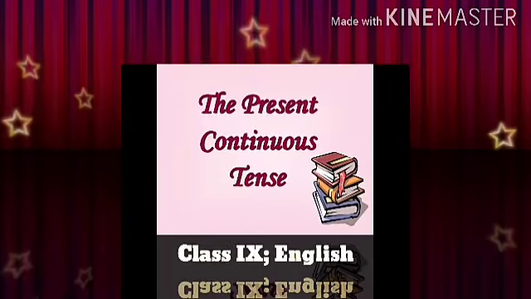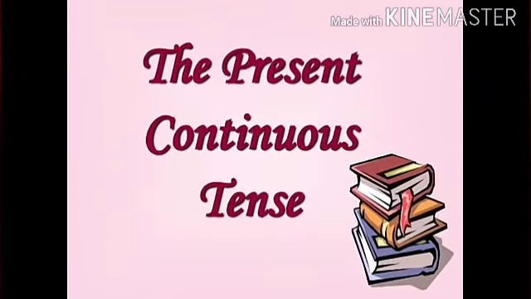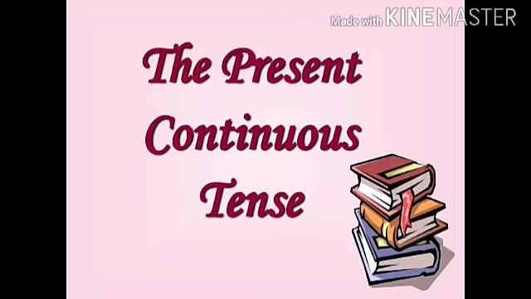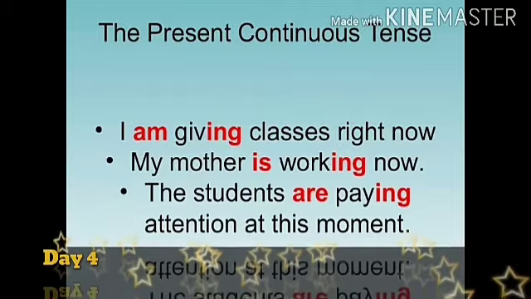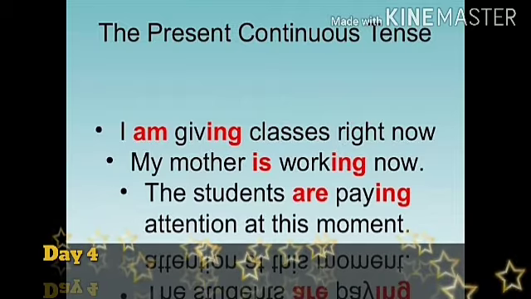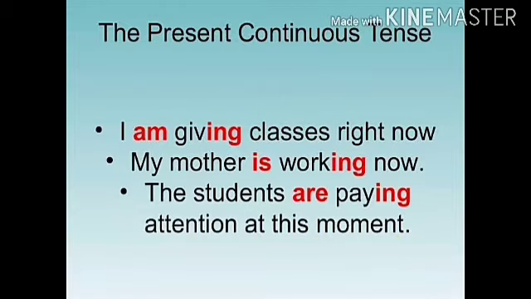Now we have present continuous tense, which is also known as present progressive tense. Let's begin with some examples. I am giving classes right now. My mother is working now. The students are paying attention at this moment.